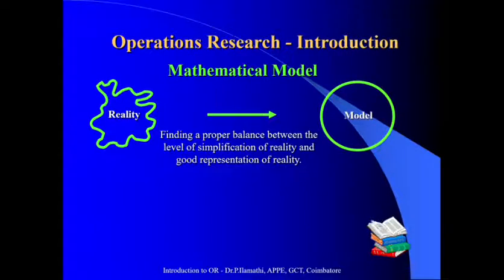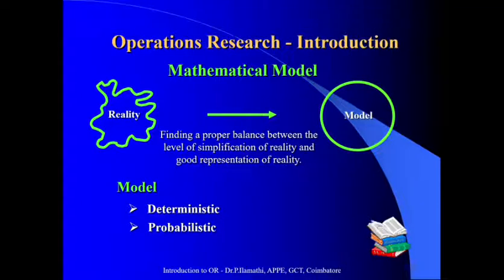It may be very complex and huge, and may require so much computational facility to solve the problem. At the same time, if it is very simple, if you just consider only major parameters, it may not represent the reality. So we have to find the proper balance between the level of simplification of reality and good representation of reality. It is a very, very important parameter.